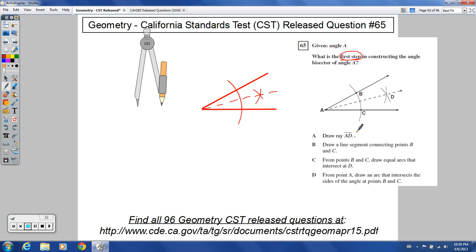So from point A, draw an arc that intersects the sides of the angle at points B and C. So number 65 should be choice D.